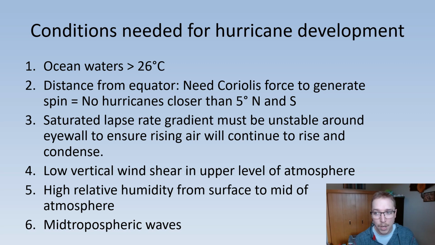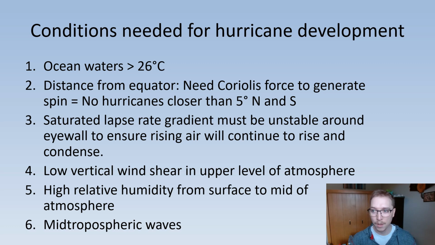So the first condition is that ocean waters have to be above 26 degrees Celsius, 79 degrees Fahrenheit. Below this threshold temperature, hurricanes will not form or will weaken rapidly once they move over water below this threshold. Ocean temperatures in the tropical East Pacific and the tropical Atlantic routinely surpass this threshold.